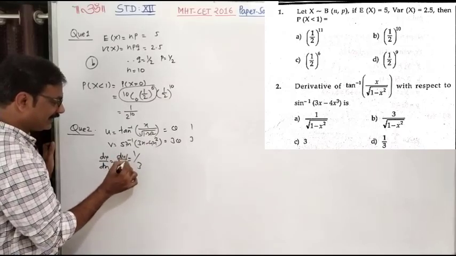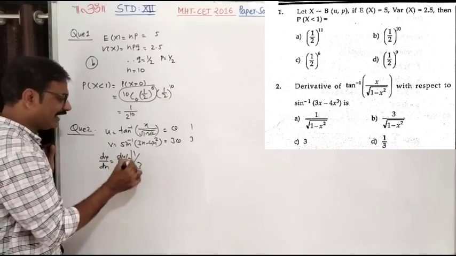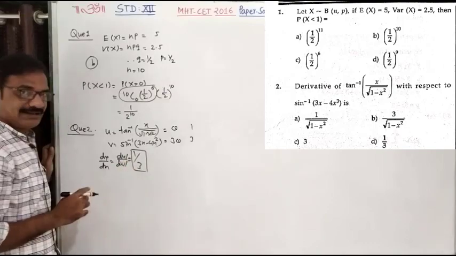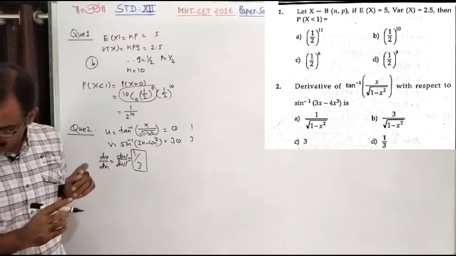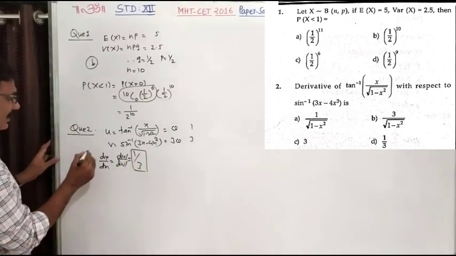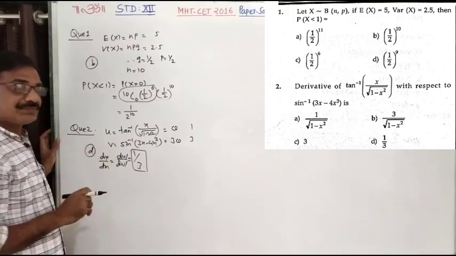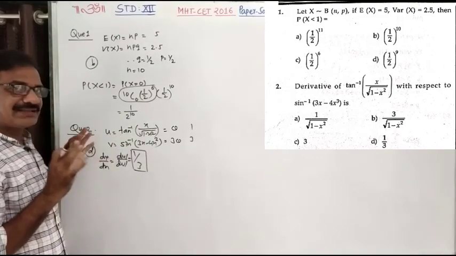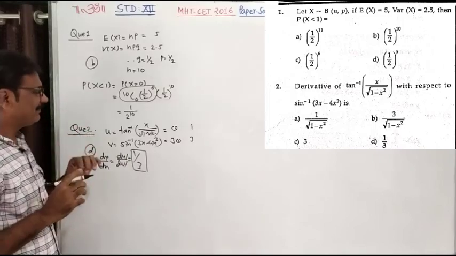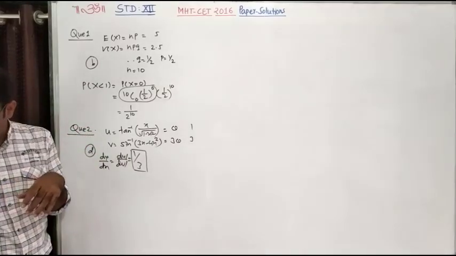So your answer is directly du by d theta and so on. You should be able to do such things directly. So your answer is option number D. It depends on your maximum thinking. Let's go to question number 3.